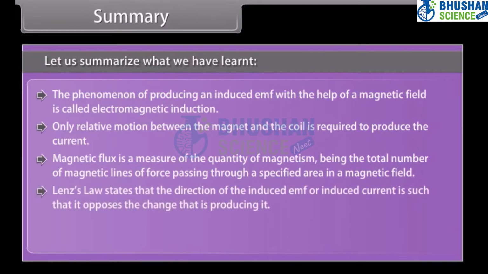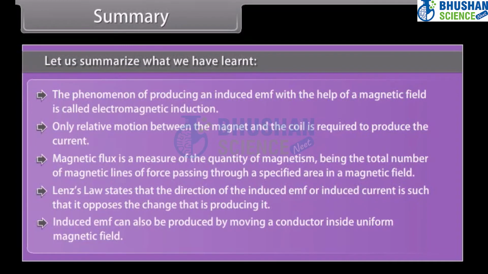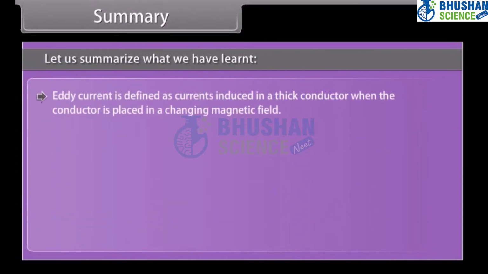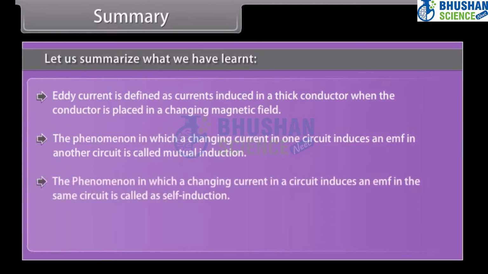Lenz's law states that the direction of the induced EMF or induced current is such that it opposes the change that is producing it. Induced EMF can also be produced by moving a conductor inside a uniform magnetic field. Eddy current is defined as currents induced in a thick conductor when the conductor is placed in a changing magnetic field. The phenomenon in which a changing current in one circuit induces an EMF in another circuit is called mutual induction. The phenomenon in which a changing current in a circuit induces an EMF in the same circuit is called self-induction.